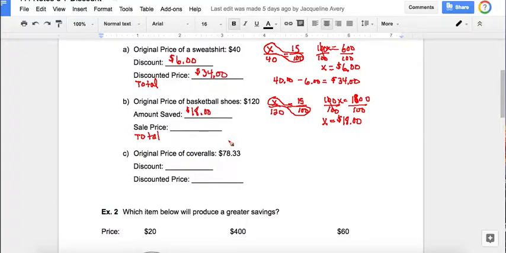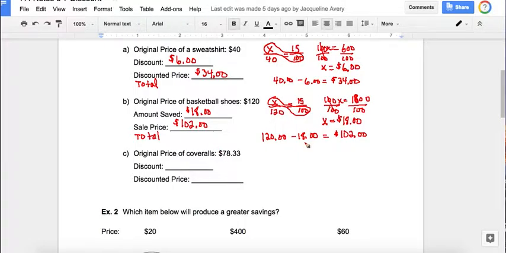Now, that is not the total of the sale price, so we have to subtract. So we're going to do $120 minus $18. And what do you think that'll equal? Do it in your head. Hopefully you said $102. Excellent. So write $102 for the sale price.